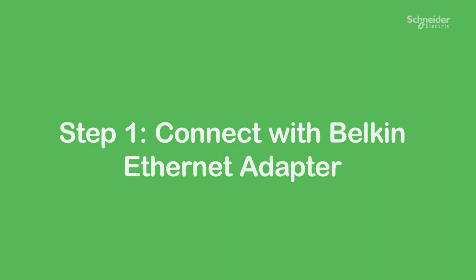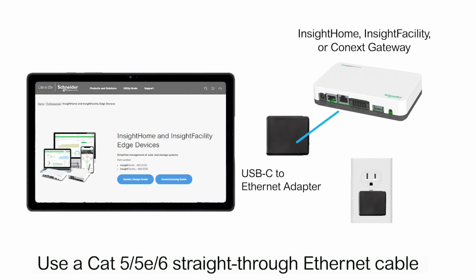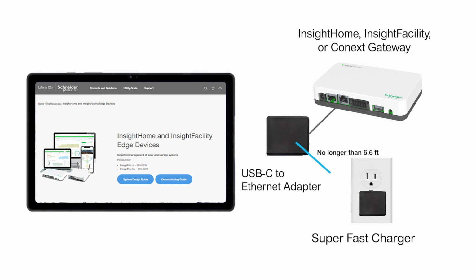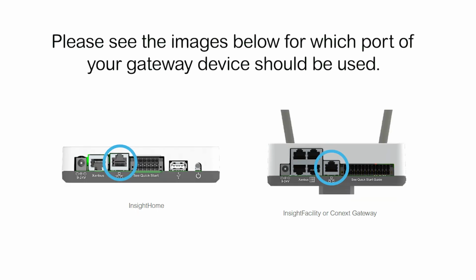Step one, connect with the Ethernet adapter. Take the Belkin Ethernet adapter and establish the connection from the InsightLocal Ethernet port. You need to connect the USB-C to USB-C male-to-male extension cord from the 30-watt super fast charger to the Belkin Ethernet adapter. Connect the Belkin Ethernet adapter USB-C male connector to the tablet.